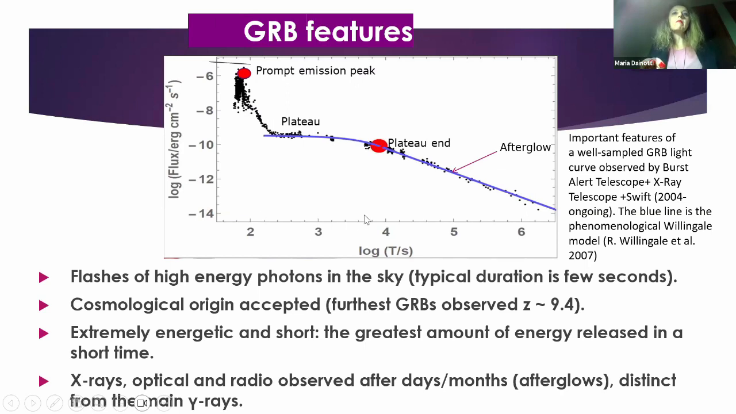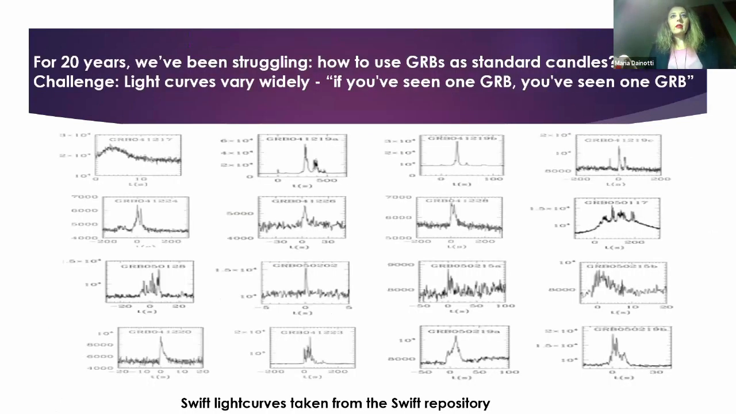So this is an anti-correlation. It means that the more energetic the plateau emission is, the shorter its duration, or the dimmer the plateau emission is, the longer its duration, but the energy reservoir of the plateau usually stays constant.